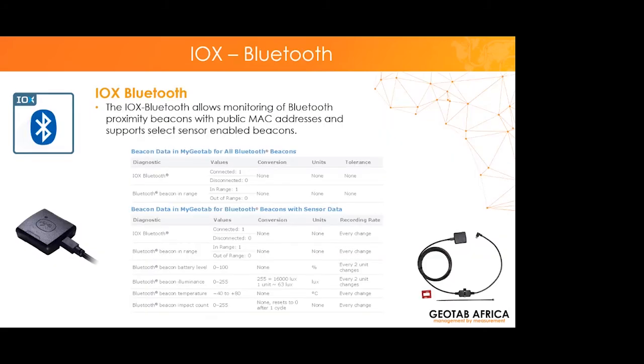The next IOX expandable I will be discussing is the IOX Bluetooth. The IOX Bluetooth allows monitoring of Bluetooth proximity beacons with public MAC addresses, pairing with specific Bluetooth beacons. In My Geotab, with these beacons, you can monitor temperature or proximity data, thus allowing you to monitor the temperature in cold storage trucks or monitoring equipment tools for proximity.